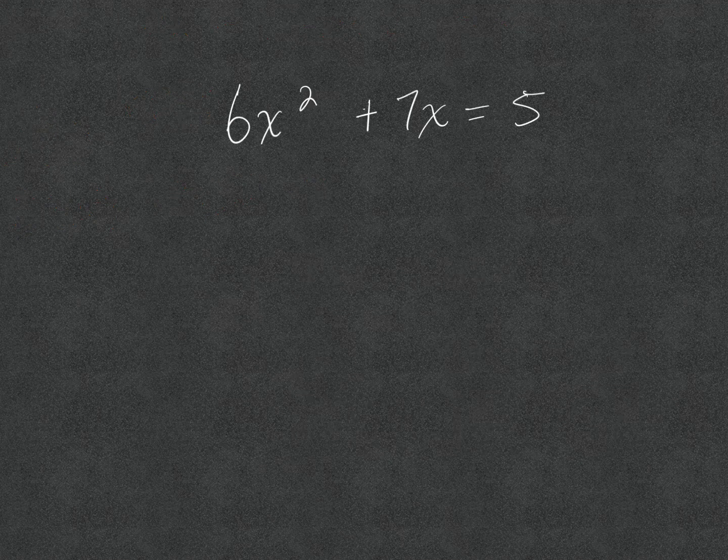Okay, let's take a look at a different method. This might be faster. This might be better for you. 6x squared plus 7x equal to 5. Remember, the first step is to set it equal to 0.